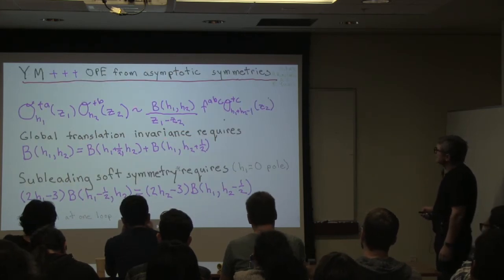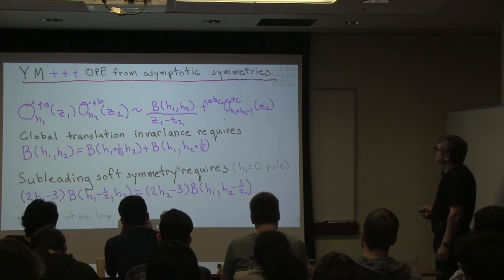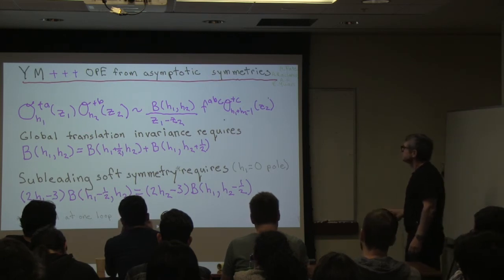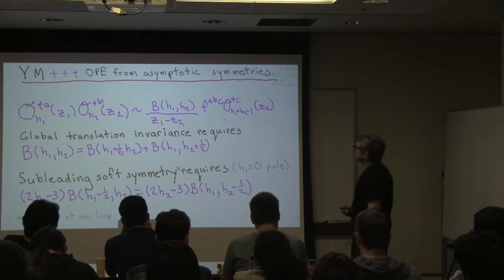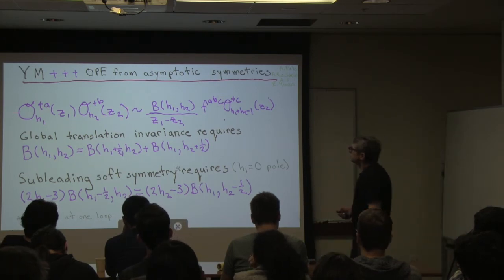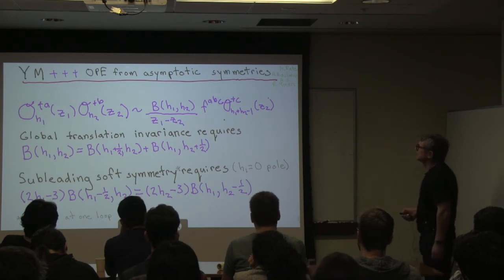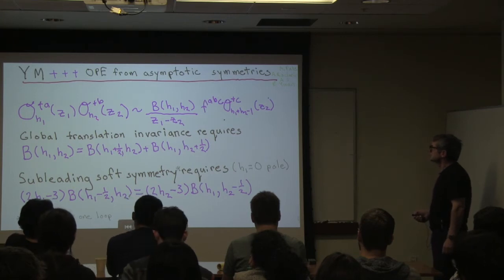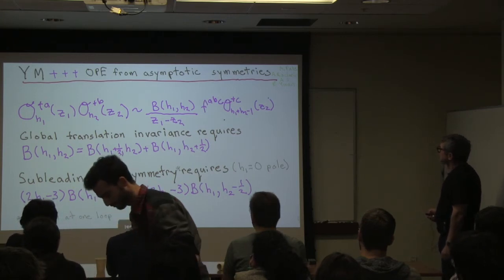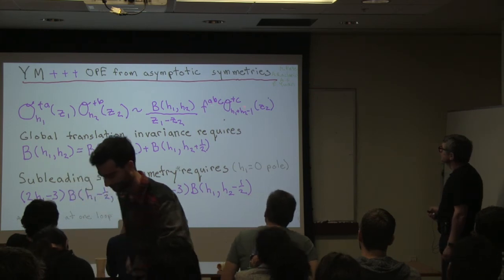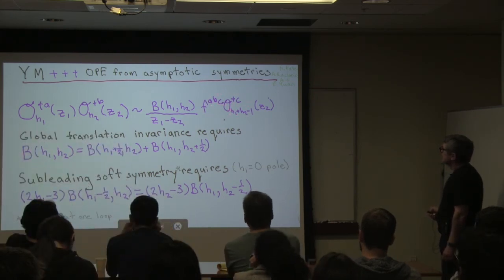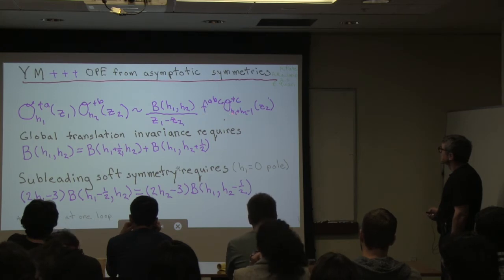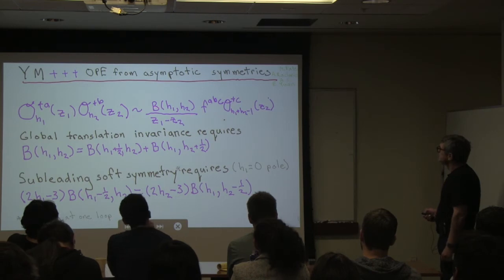So let's take now... I'm going to talk now about the OPE between two positive helicity gluons at Z1 and Z2 with weights H1 and H2. And that, by global color symmetry, has to have this form, and the leading OPE, just matching up the dimensions, has to have this form, but then we have an arbitrary function of the weights H1 and H2.